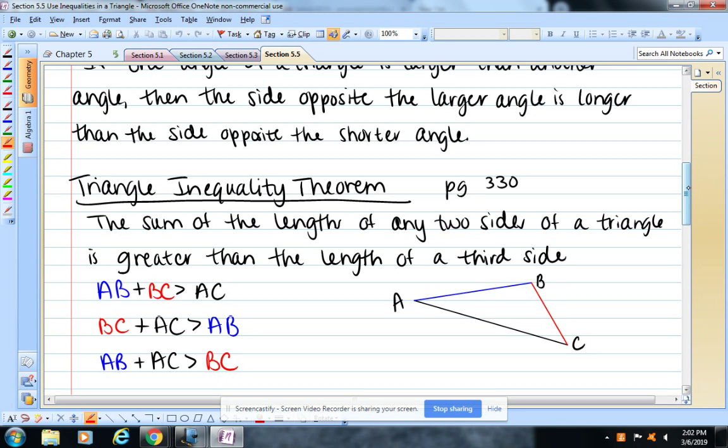Now I drew it as a triangle, but does that always work? Well, if I add 3 plus 4, is that greater than 5? If I add 4 plus 5, is that greater than 3? And if I add 3 plus 5, is that greater than 4? What do you do 1, 2, 3?